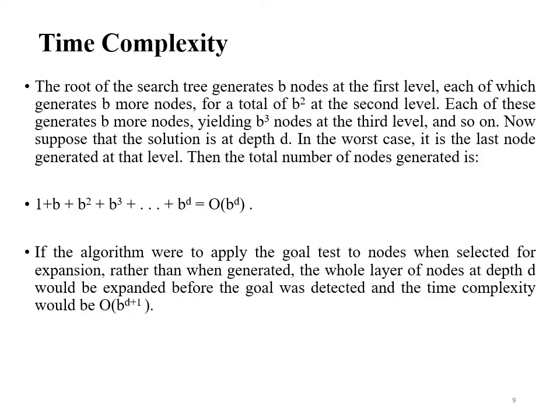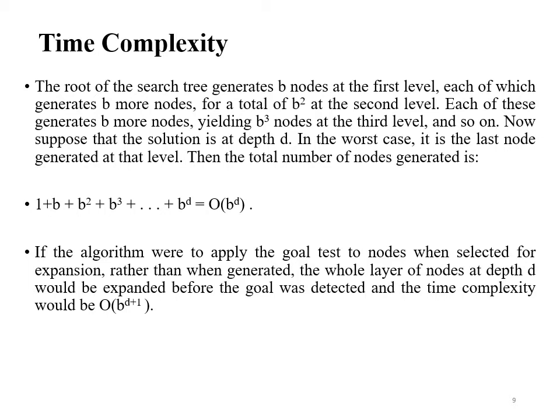When we talk about the time complexity of breadth first search, it is order of b to the power d, where b is the branching factor and d is the depth of the goal node solution. The root of the search tree generates b nodes at the first level, each of which generates b more nodes, for a total of b squared at the second level. Each of these generates b more nodes, yielding b cubed nodes at the third level, and so on.